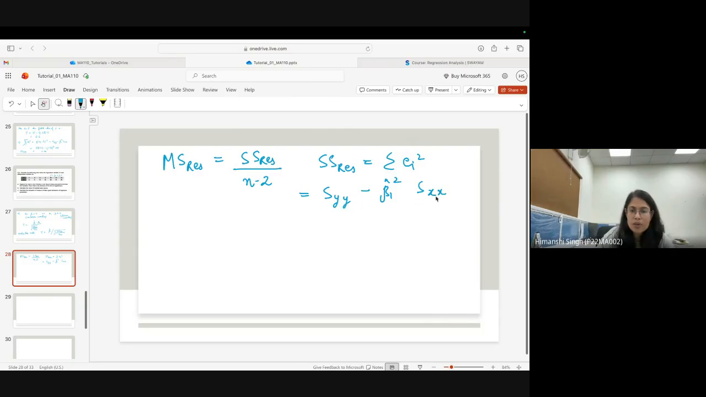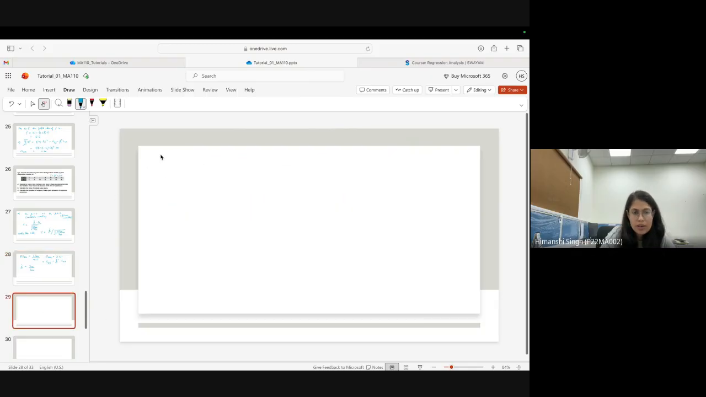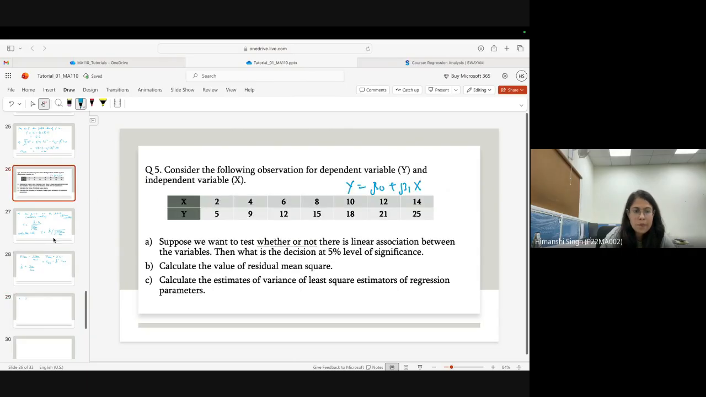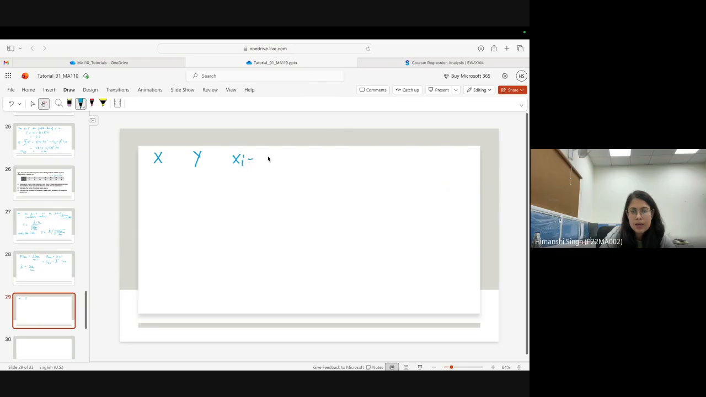So for that we also have to calculate beta 1 hat, and beta 1 hat is nothing but SXY divided by SXX. So we have to calculate SXY, SXX and SYY for the data. Let me calculate that first. I write X here, Y here, Xi minus X bar, Yi minus Y bar, and their product. I'll calculate the other things on the next page: Xi minus X bar whole square and Yi minus Y bar whole square.